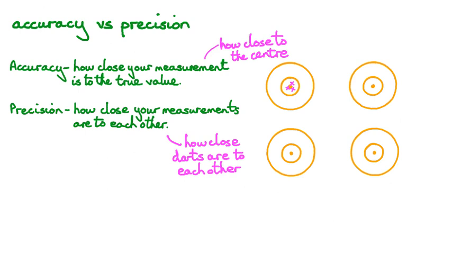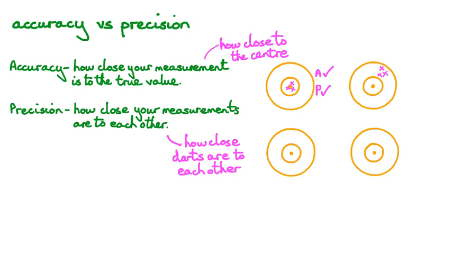On this first dartboard, you can see that all 3 of our darts are very close to the centre. This means our darts are accurate. Moreover, the 3 darts are very close to each other, which means that they are also precise. Let's have a look at another example.